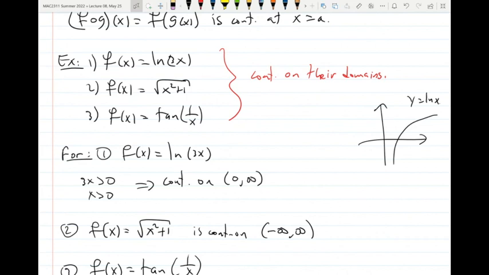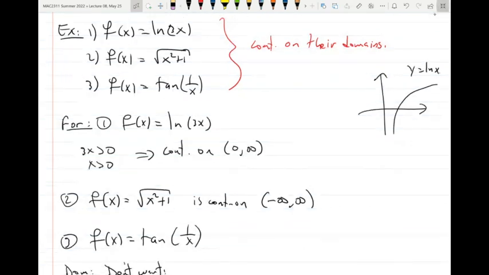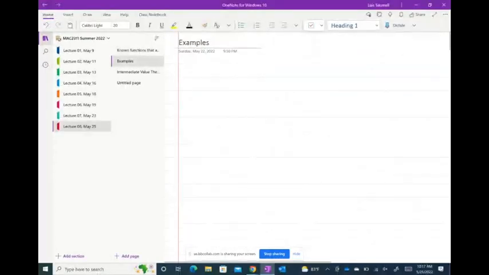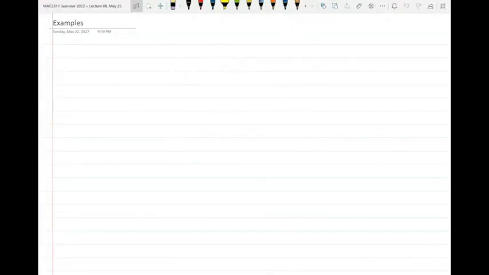You have to investigate the domain for each of the pieces, but also what happens at those points at which the function changes formula, because you may have gaps, that kind of stuff happen. So let's do some examples on that. Okay, so more examples.